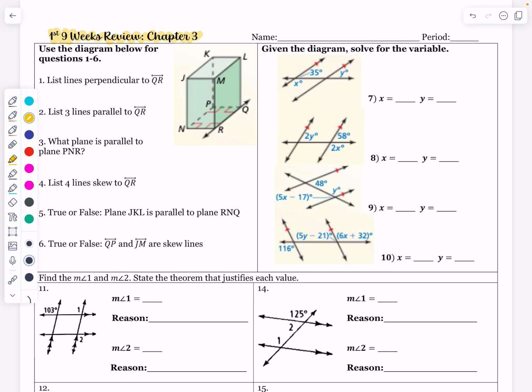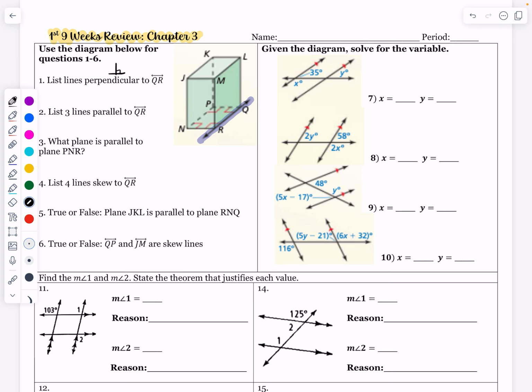This is chapter 3. It says to use this diagram for questions 1 through 6. The first thing we want to do is list the lines perpendicular to QR. So here's line QR. Remember that the sign for perpendicular is an upside down T. We're going to add the right angle box there if we want to, just to remind ourselves that perpendicular means that they cross each other at 90 degrees.